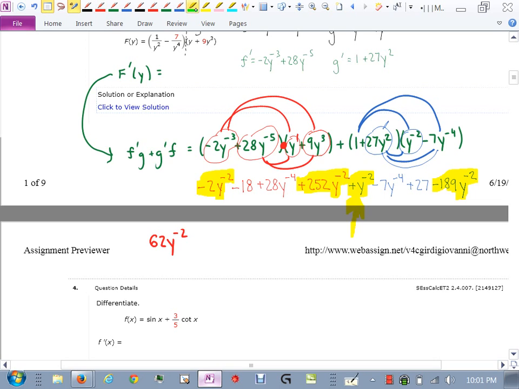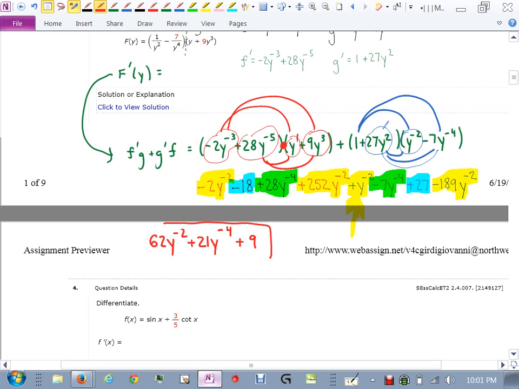Now let me get this one while I'm looking at it here. Y to the negative 4 there, negative 7y to the negative 4. So we take 28 and we subtract 7, that's 21. So we have plus 21y to the negative 4. And now last we have our constants, negative 18 plus 27. So that should give me 9. So I have plus 9.